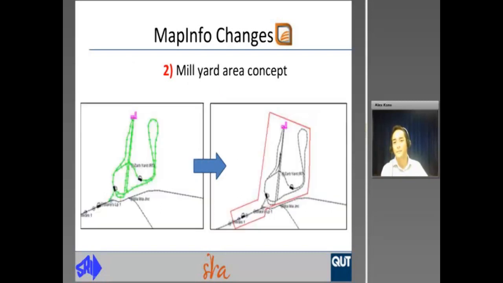We also added in Mapinfo the mill yard area concept, or mill yard boundary concept. The reason is that runs usually start and finish at mills. So to detect the start or end of run events, we simply needed to detect if the locomotive exited or entered the boundary. This helps us to detect these activities.